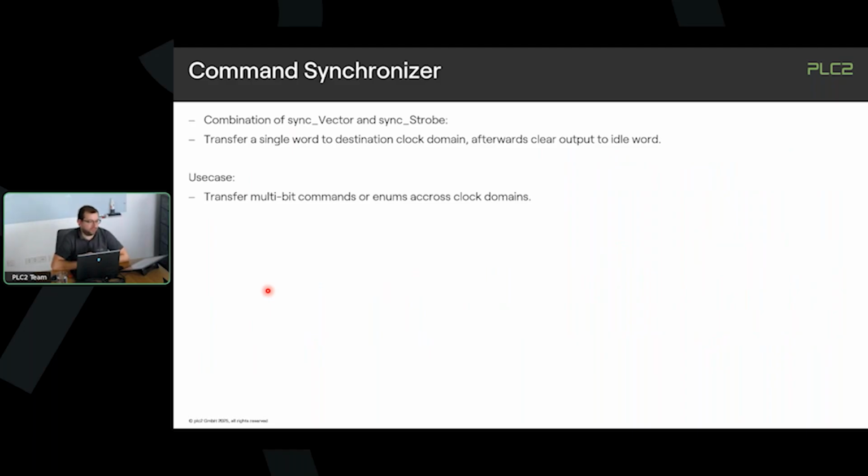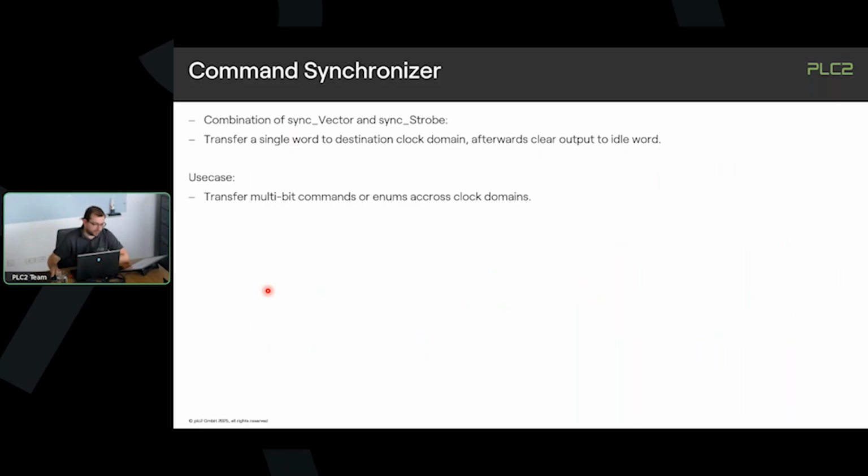To fill up our table of 4 combinations, we have now the last one, a command synchronizer, which is a combination of the sync vector and sync strobe behavior. So this is transferring a single data word to the destination clock domain, and afterwards it's clearing to an idle word. We can specify an idle word on the output, could be, for example, all zeros.